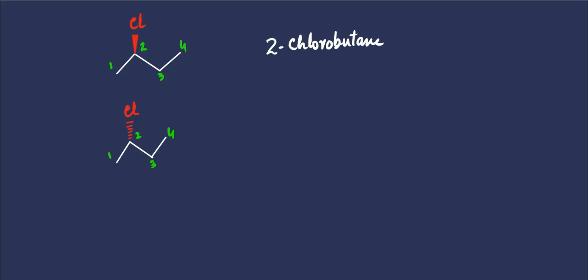Consider this alkyl halide in which chlorine is on wedge. Draw the same molecule with chlorine on dashes. As per IUPAC rules, both these molecules will be called 2-chlorobutane.